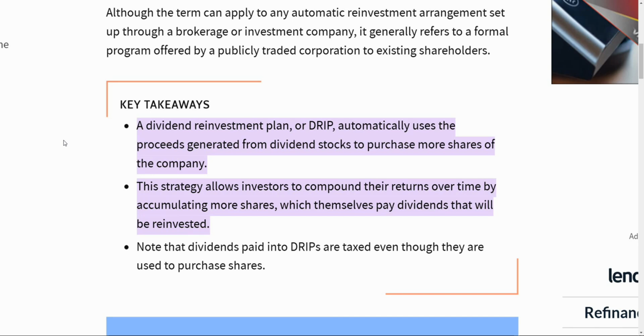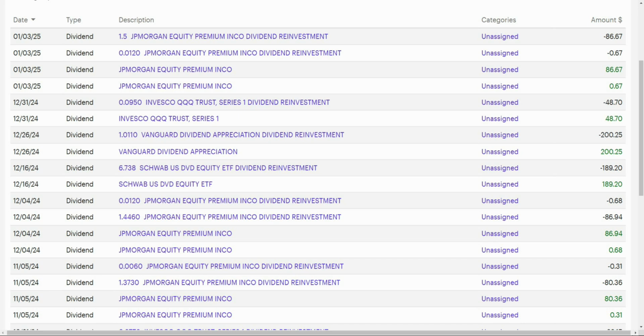Now, a huge thing in the dividend investing community is something called DRIP, or a dividend reinvestment program. This is simply using that dividend and automatically buying new shares of dividend stocks or ETFs for more shares. So the strategy allows investors to compound their returns over time by accumulating more shares, which themselves pay dividends that will be reinvested.